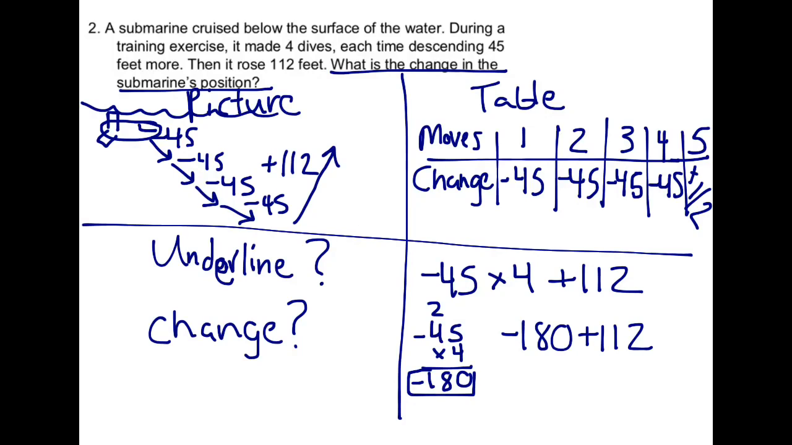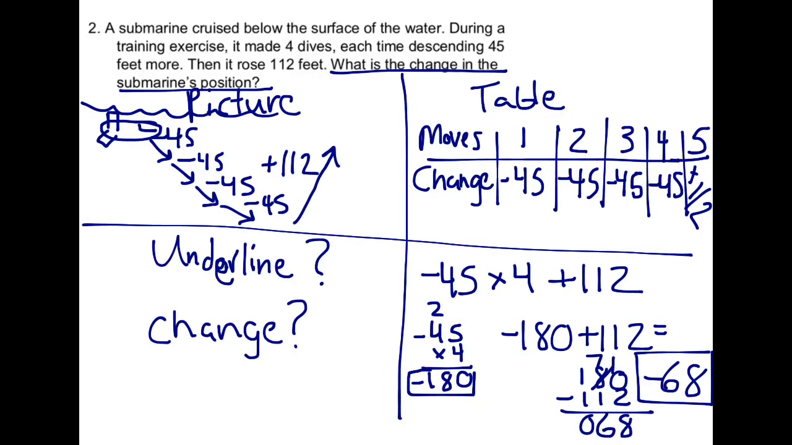I'm adding a positive and a negative so they cancel each other out. 180 minus 112, 2 can't take away from 0, borrow from the 8, make it a 7, make the 0 a 10. 10 minus 2 is 8, 7 minus 1 is 6, 1 minus 1 is 0. So my answer is 68, but I need to make sure that when I put 68, I know that there's more negatives than positives, so my answer is negative 68, and that's how much it's changed.